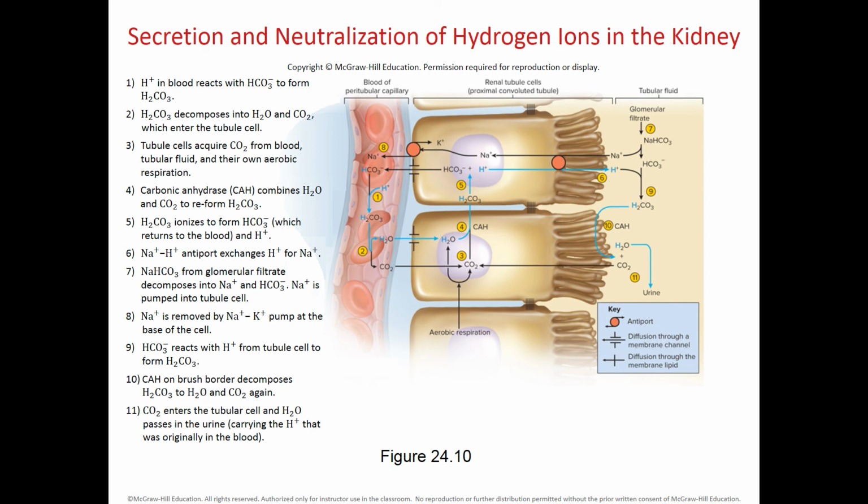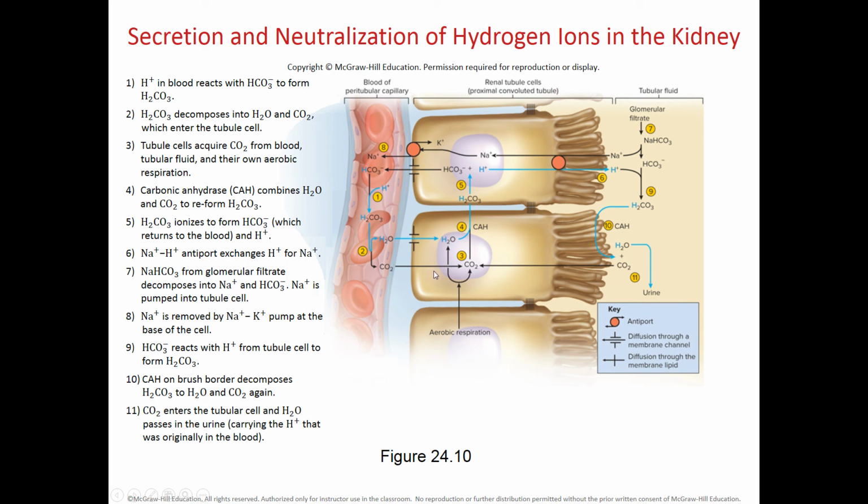So here we have the cells of the renal tubules. Okay, this will be the basal side of the cells. This is the apical side. This is the tubular fluid. These are the peritubular capillaries, basically, at the basal side of these cells.